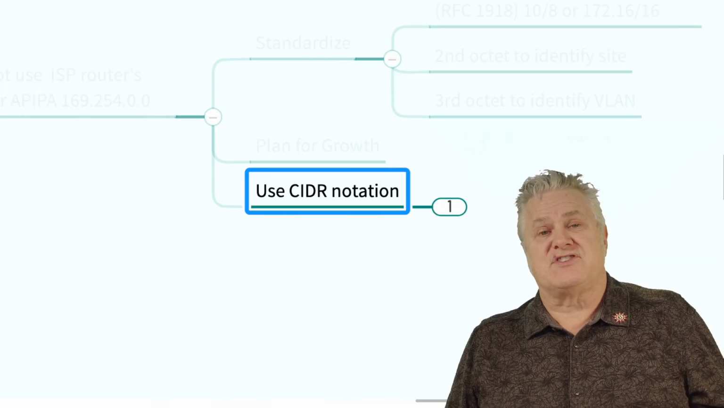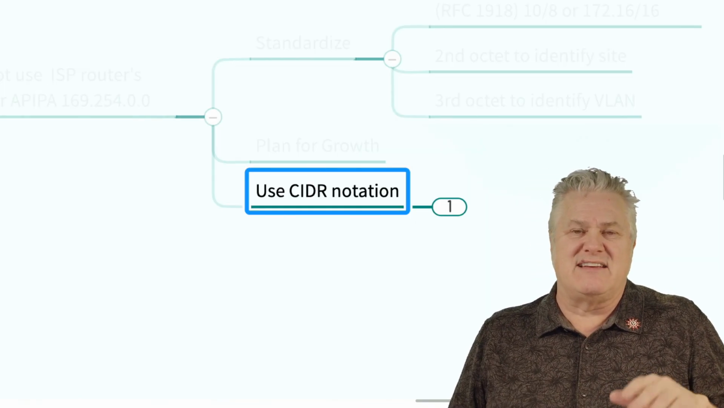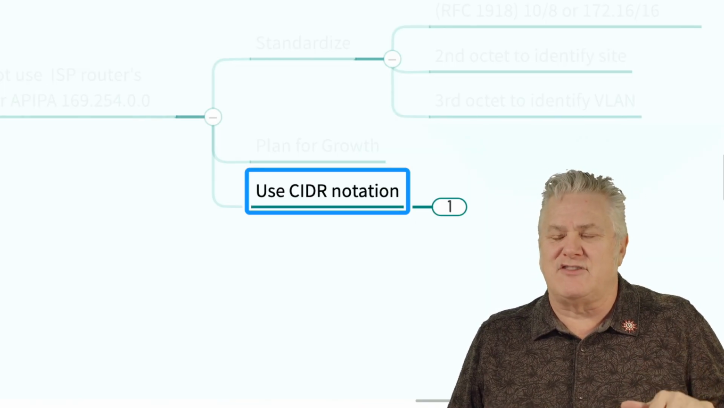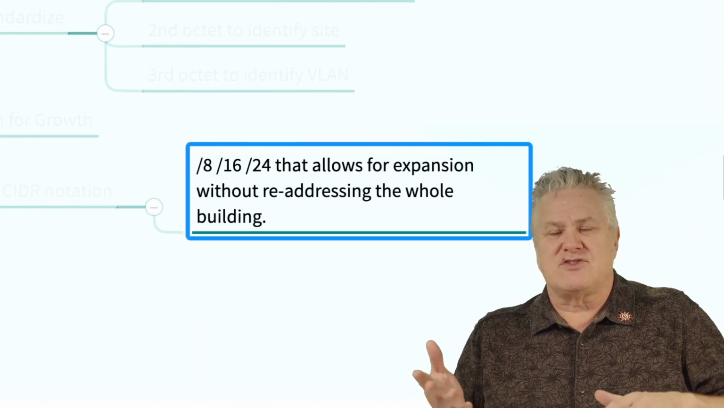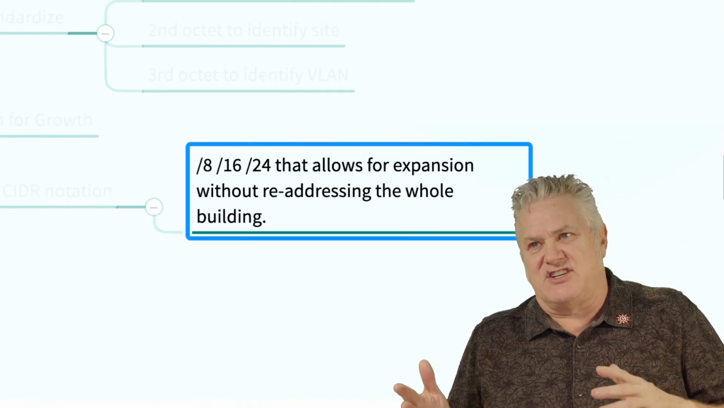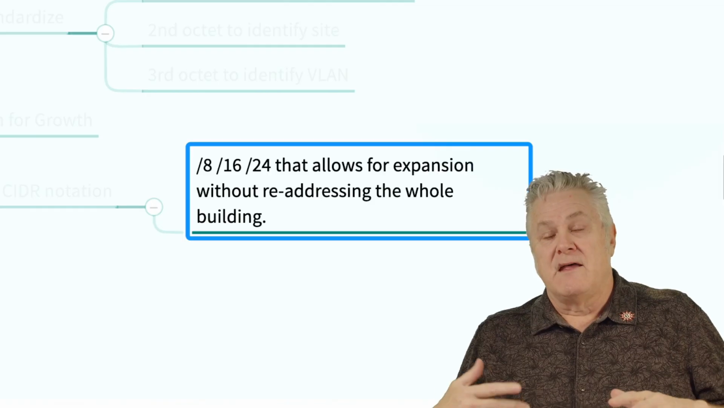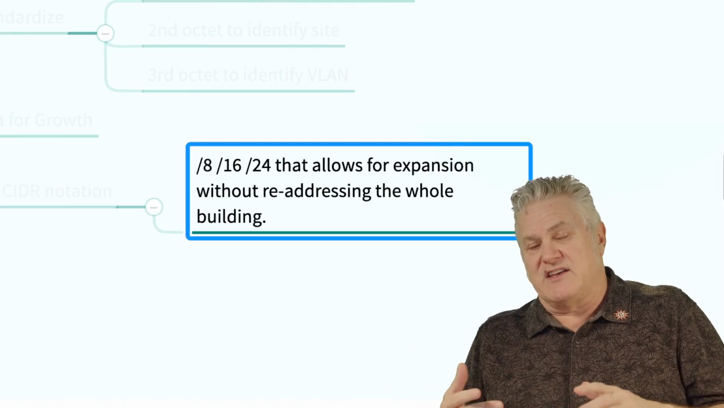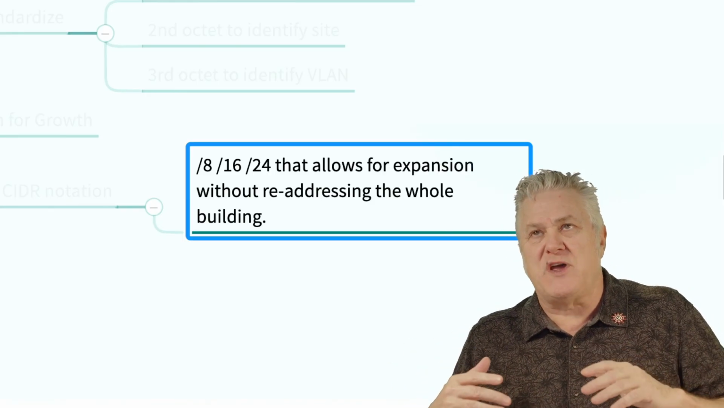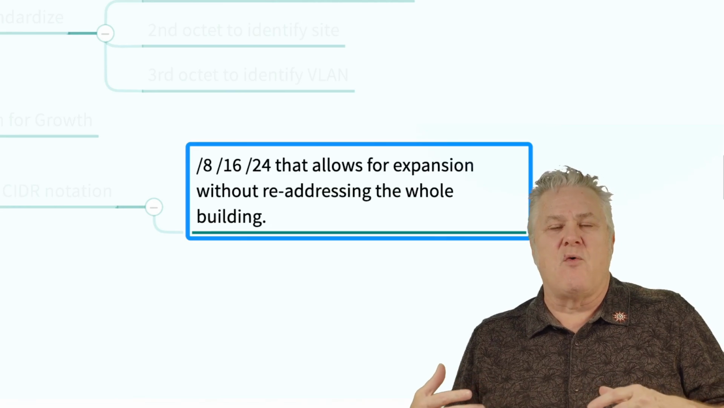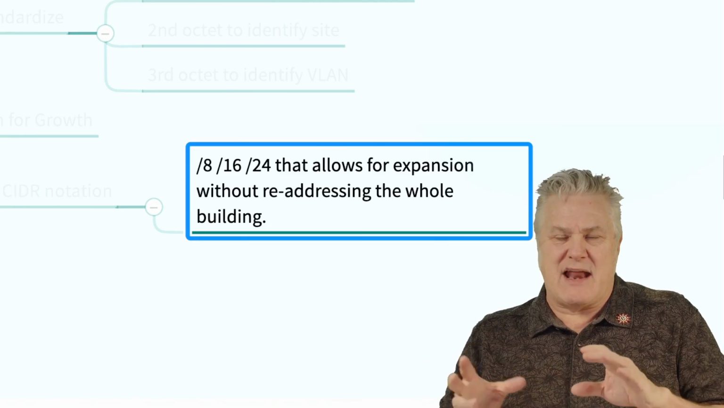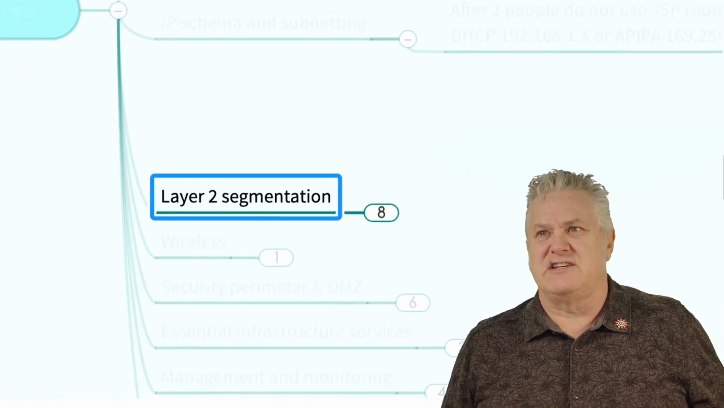I always use the CIDR notation. You didn't hear me say .255, .255, .255. Don't do that. Use the slashes, /8, /16, /24. This also conforms with a lot of the Cisco nomenclature that's out there, so that makes it a little bit easier for us to deal with.